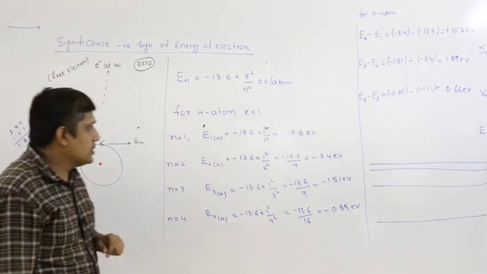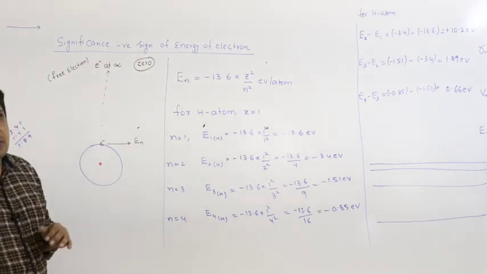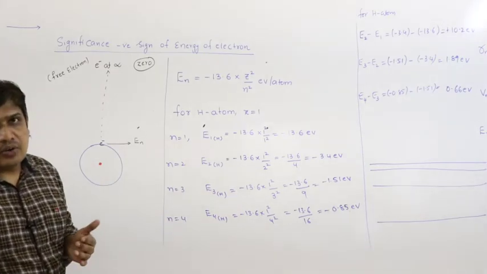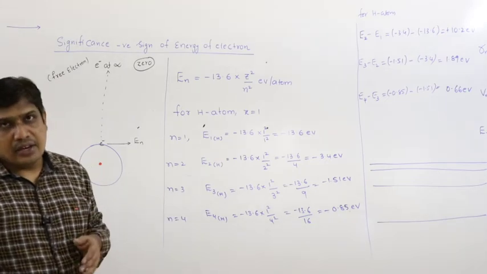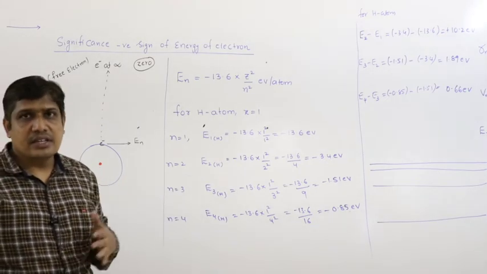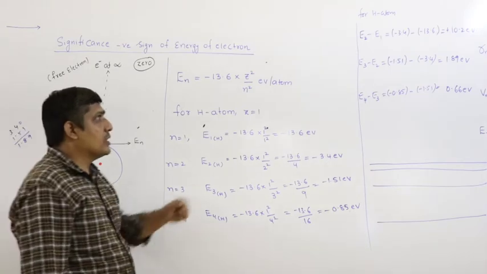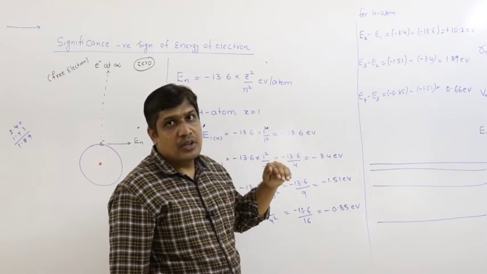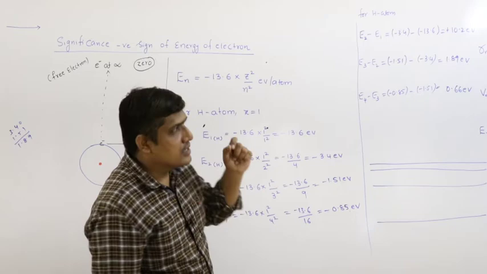Next, the energy of electron can be more negative or less negative. If the electron is much closer to the nucleus, then it will be more negative. If it is away from the nucleus, then it is less negative. That means as n value increases, energy of electron increases or becomes less negative. And the last point, just now we have studied, with increase in n value, the energy difference between successive energy levels decreases.